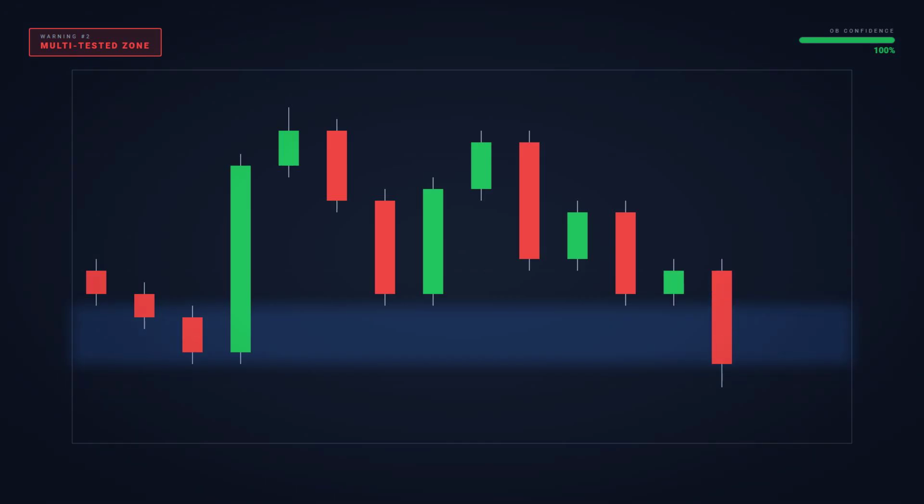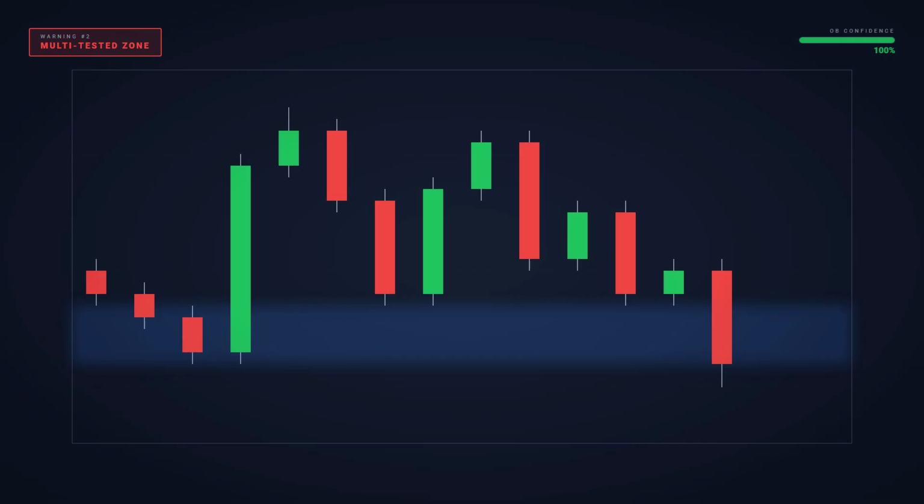When price returns to that kind of zone, the reaction tends to be inconsistent. Sometimes it holds, sometimes it doesn't, and you can't tell in advance which it will be because the zone lacks the structural backing that makes it predictable.